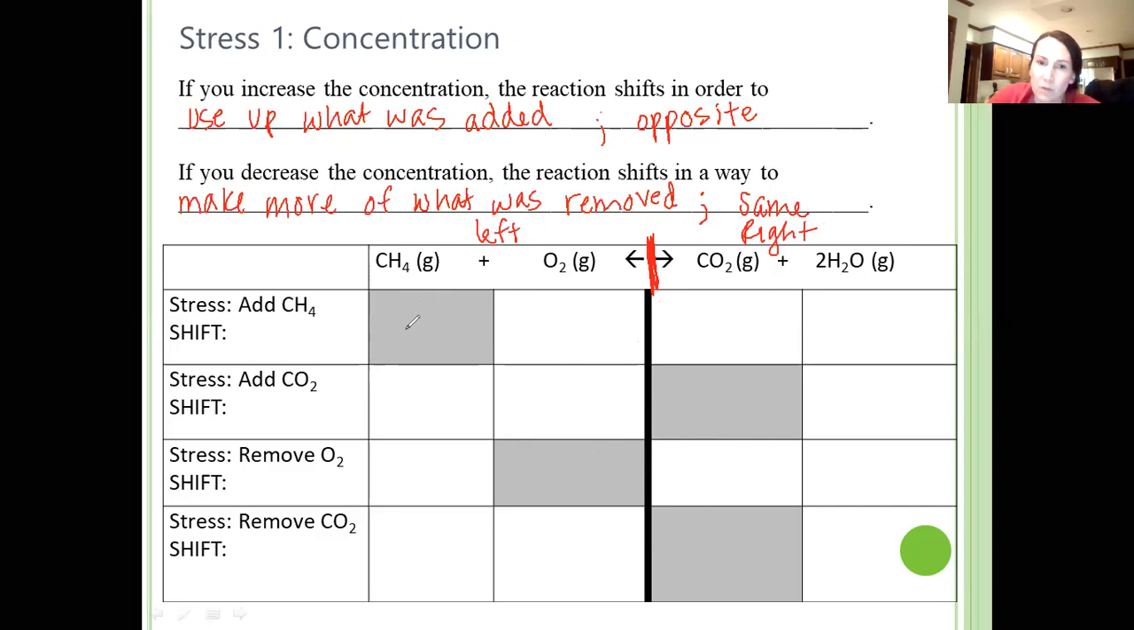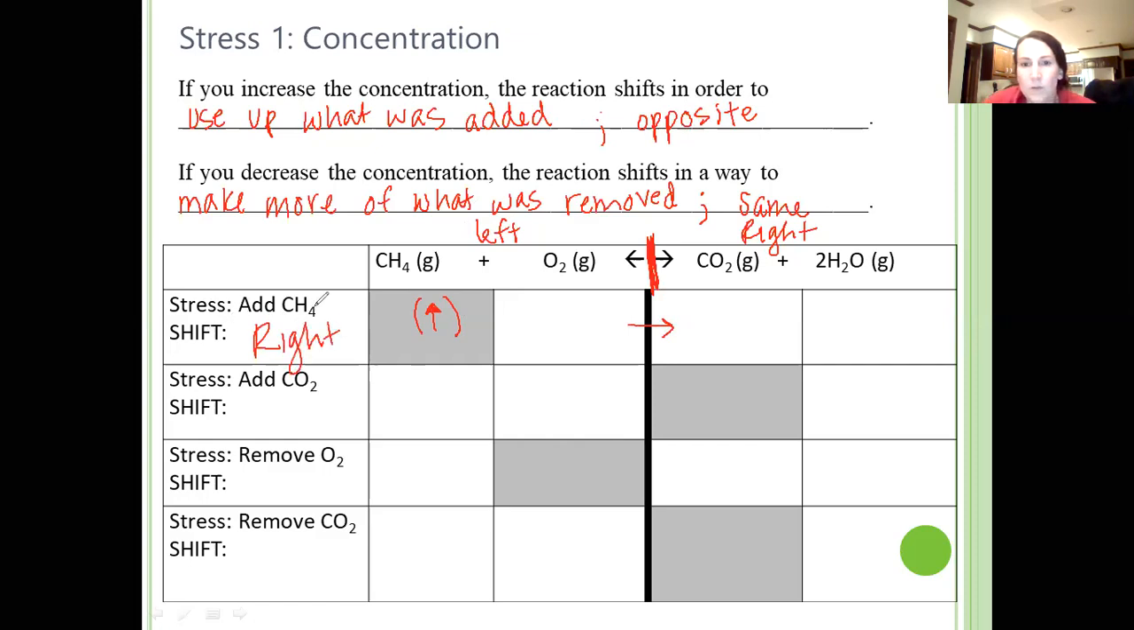So I'm just showing you the position of the stress. So if I add CH4, so I increase CH4, that's my stress. My reaction feels like too much CH4, I need to use it up. So if I look at my rule, if you increase the concentration, it shifts to the opposite side. So since I increased on the left, to use it up my reaction shifts to the right.